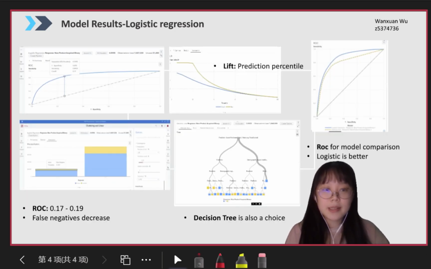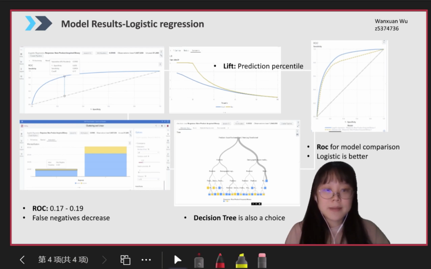By using the ROC tool, we can see it suggests that data larger than 0.17 could be regarded as 1. So we adjust the prediction cutoff to 0.19, and we can see now there is a change in the misclassification graph. The false negatives are fewer, which brings us in a good direction.